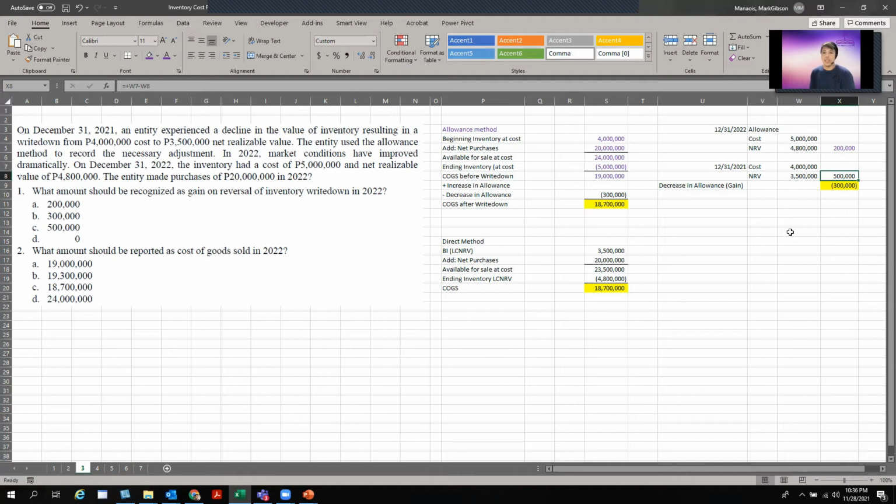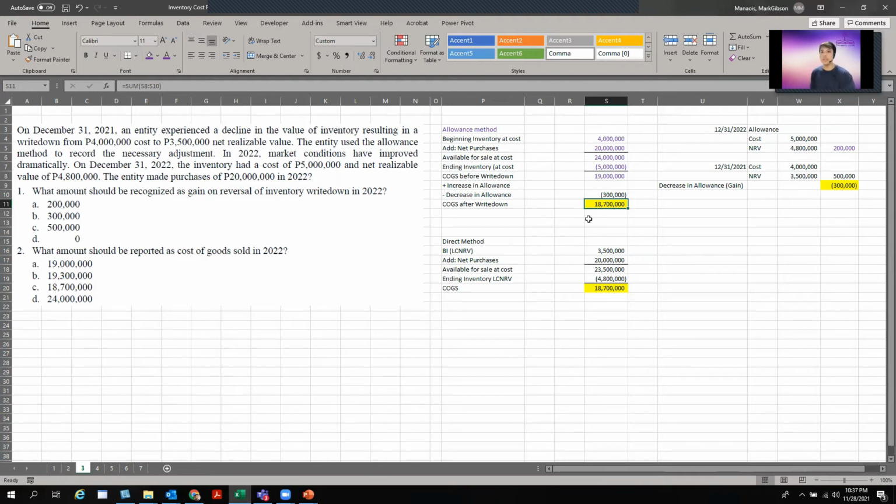And then in 2022, we have to record another 200,000. So the net decrease in allowance, again, this is gain, would be 300,000 pesos. So that's 19 million less 300,000. So the cost of goods sold after write down would be 18,700,000. Actually, that answers both questions na.